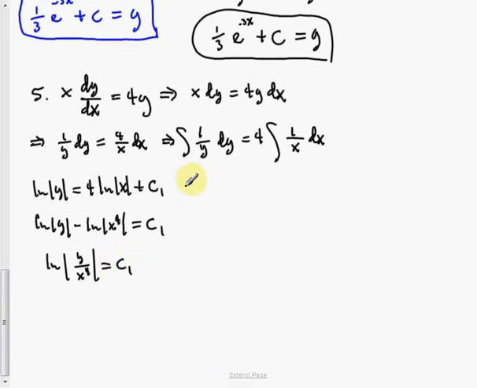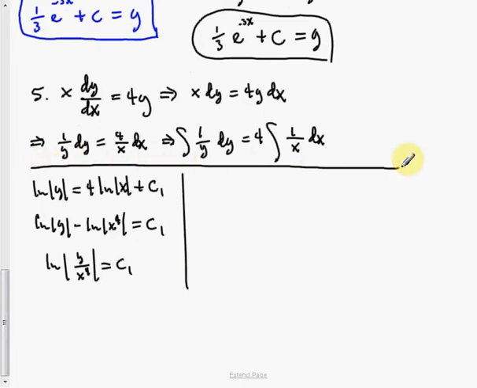Exponentiate both sides. So in doing that, we have y over x to the 4th is equal to e to the c sub 1. I'm just going to let e, which is a constant, raised to a constant, I'm just going to let that equal to c. And so we have y is equal to c times x to the 4th.